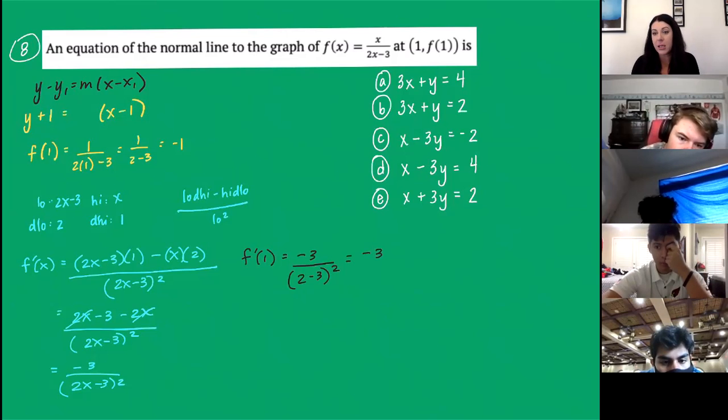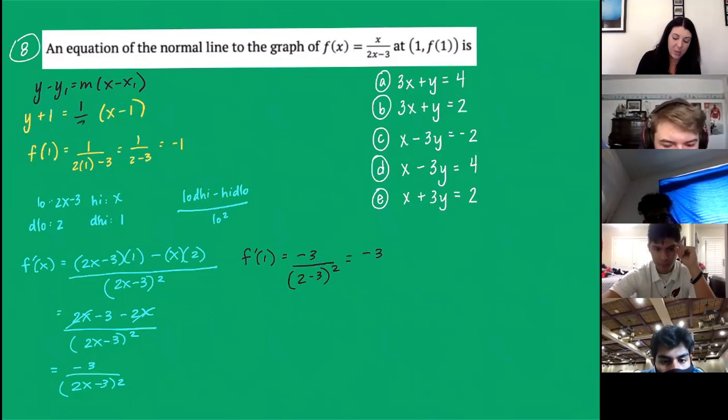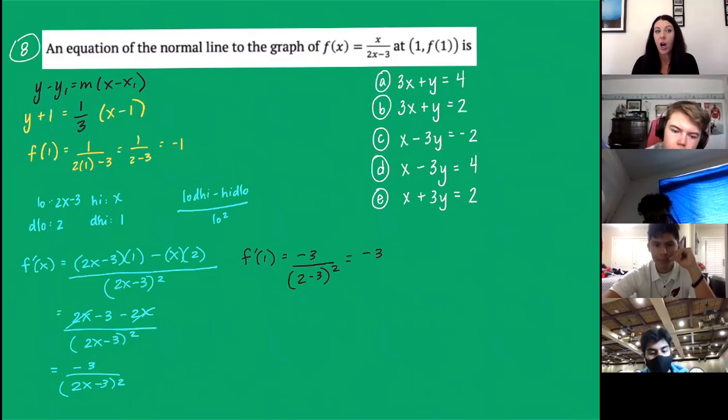What's that in this case, Gus? Positive 1/3. Perfect. So since we got a -3, our m is equal to positive 1/3. So we negate it and we flip it, right? -3 is the same as -3 over 1. So the negative reciprocal is positive 1/3.